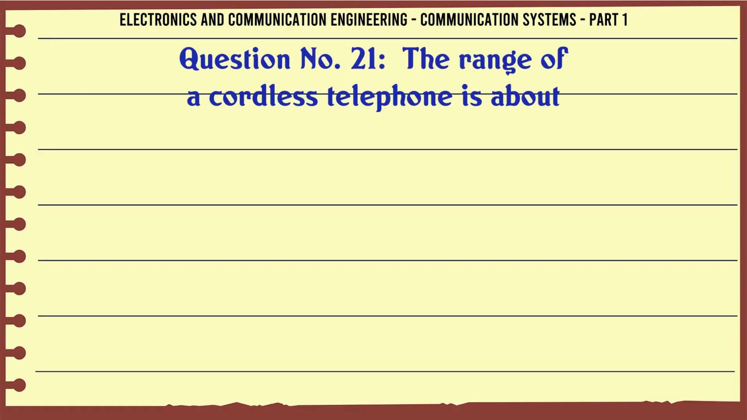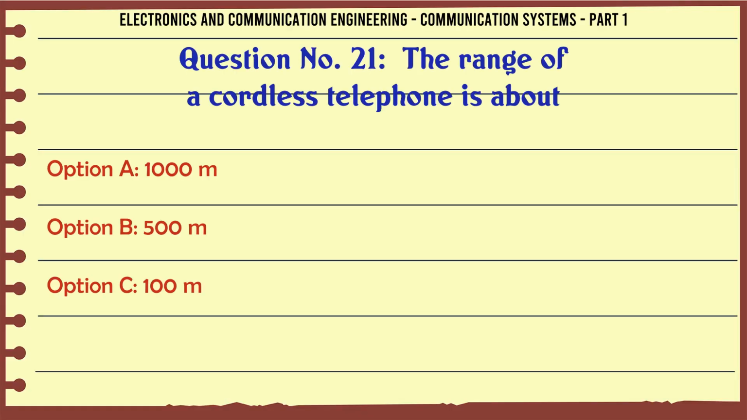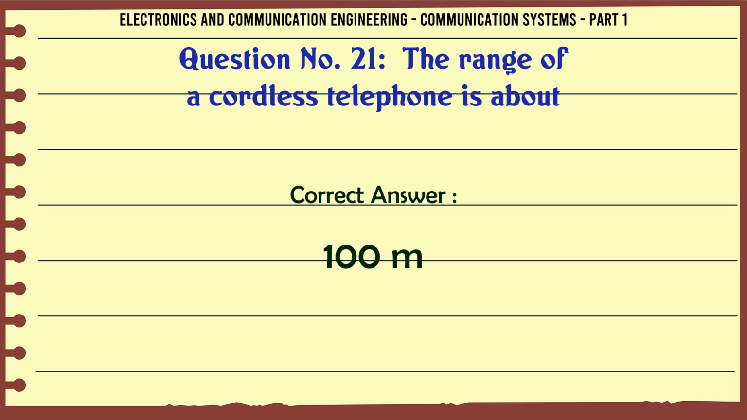The range of a cordless telephone is about A. 1000 m, B. 500 m, C. 100 m, D. 10 m. The correct answer is 100 m.